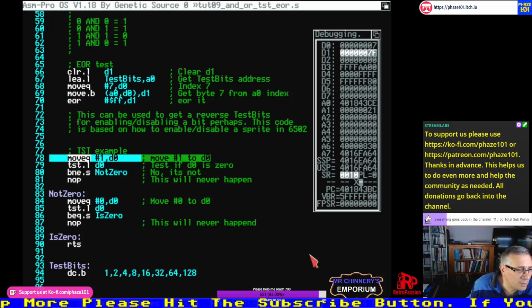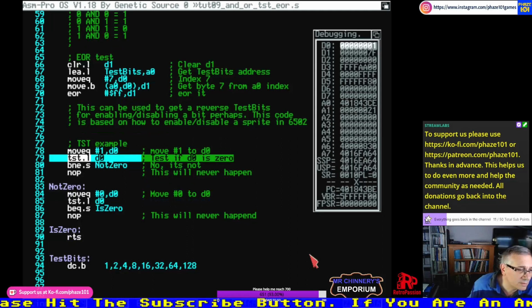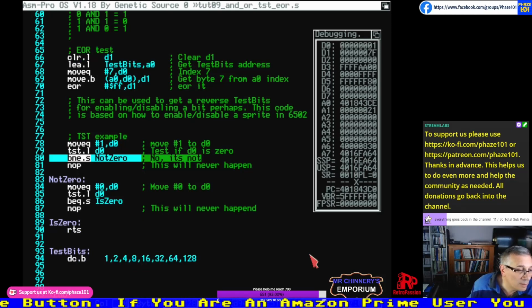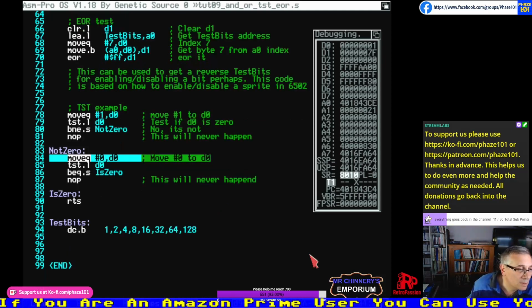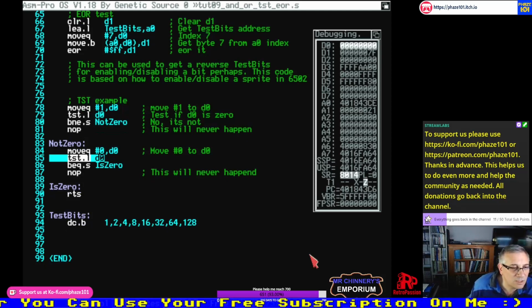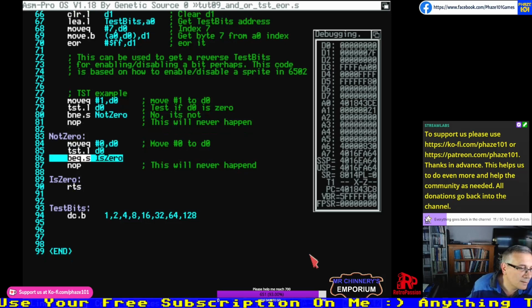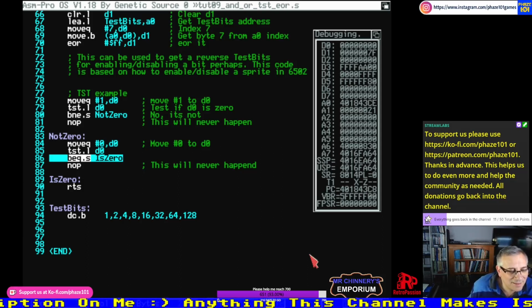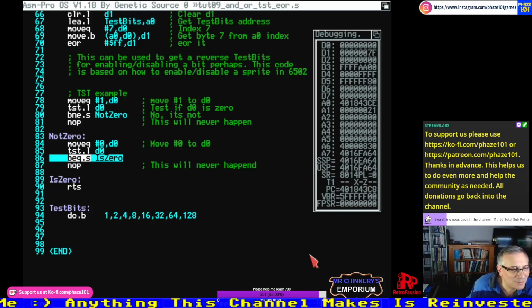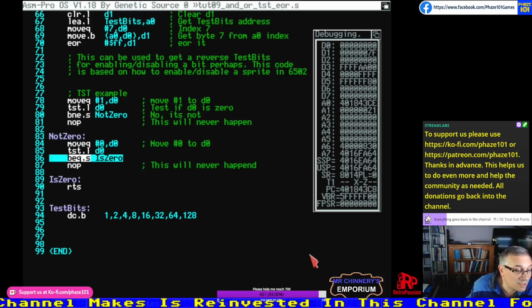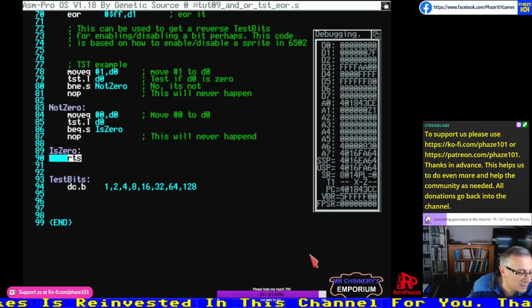Now we're going to do the test example. So we move 1 into D0. We test D0. Is it not equal? It's not. So we jump to the label not0. We moveq 0 into D0. We test D0. Is it 0? I was going to say something, but I'm going to leave it out. But I'm pretty sure someone noticed this. And we branch if it's 0 to is0, okay? And we return, basically.